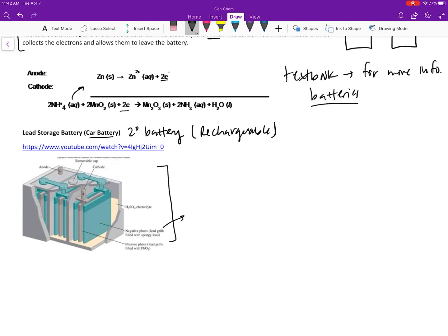In this case, you have your lead and your lead oxide, which are going to be here. The negative plates in this case are going to be the lead. The positive plates are the lead oxide. And so the lead oxide is going to be your cathode and the lead solid is going to be your anode.